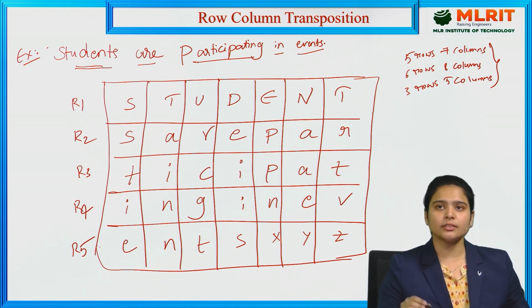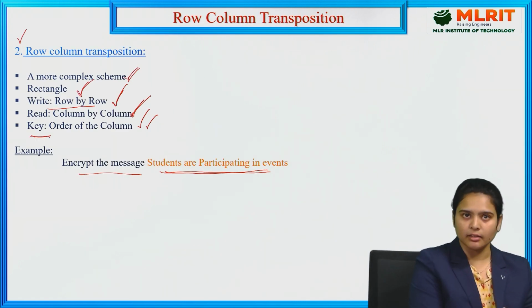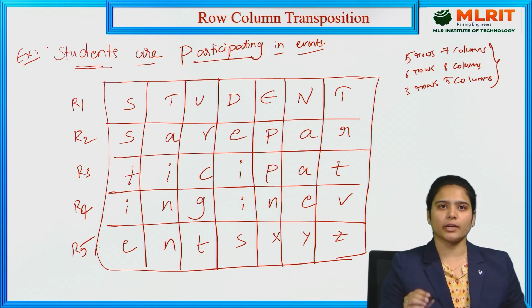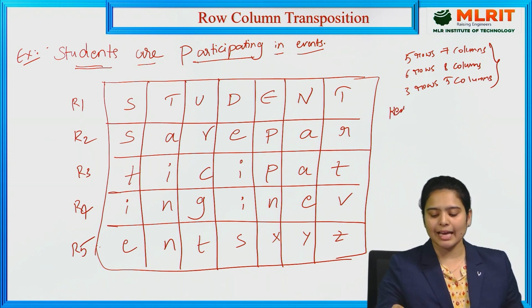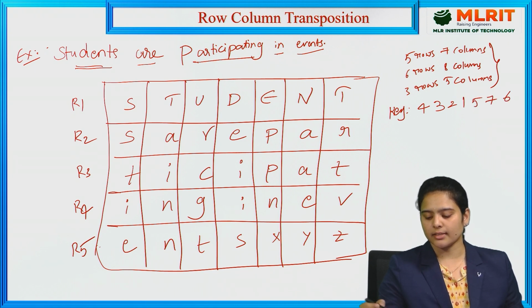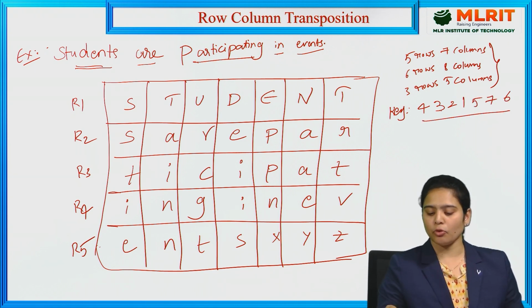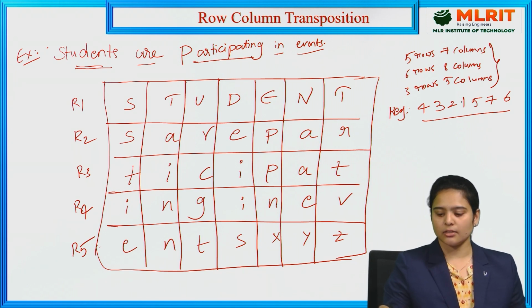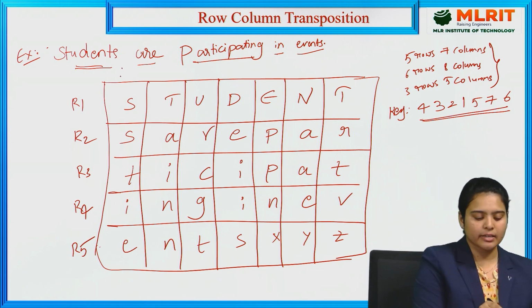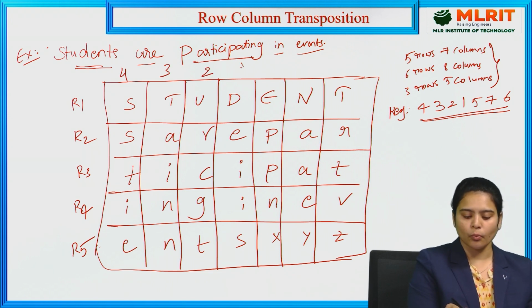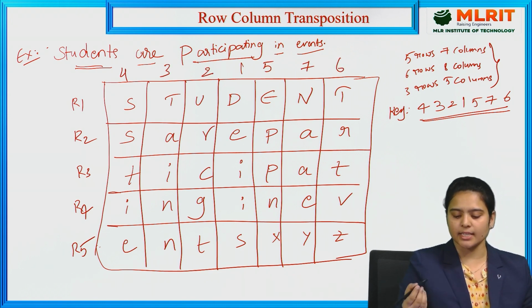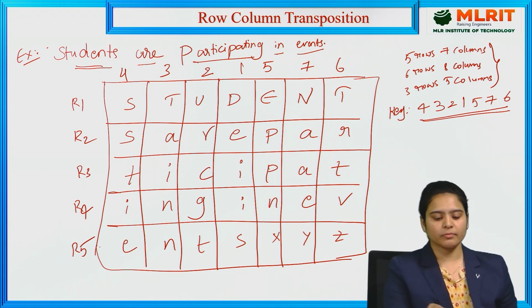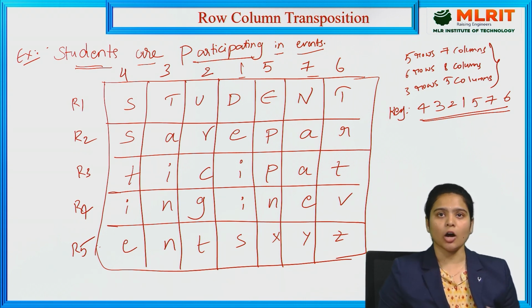After these 7 columns and 5 rows, we need to initiate a key, that is, we need to choose a key. I am taking the key order as 4, 3, 2, 1, 5, 7, 6. Total 7 columns, so I am writing 4, 3, 2, 1, 5, 7 and 6, from 1 to 7 columns. So how are we going to get the output ciphertext?